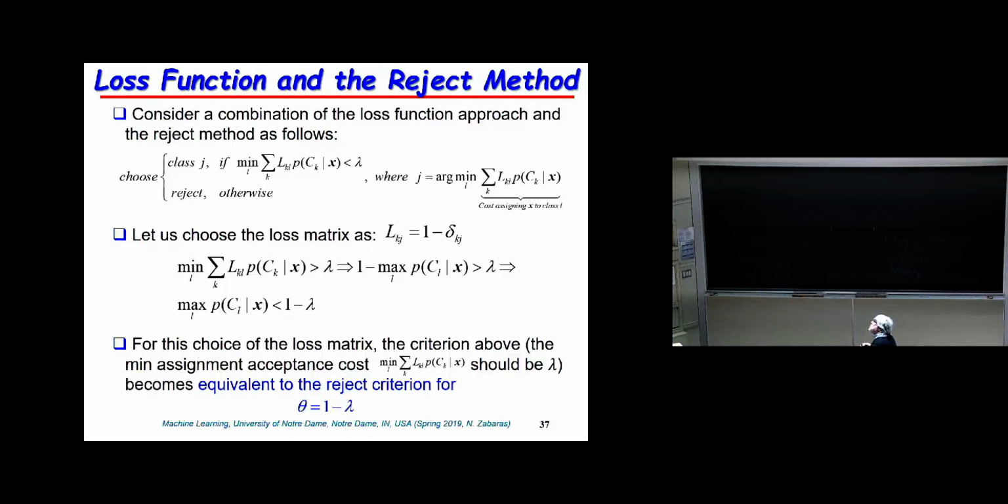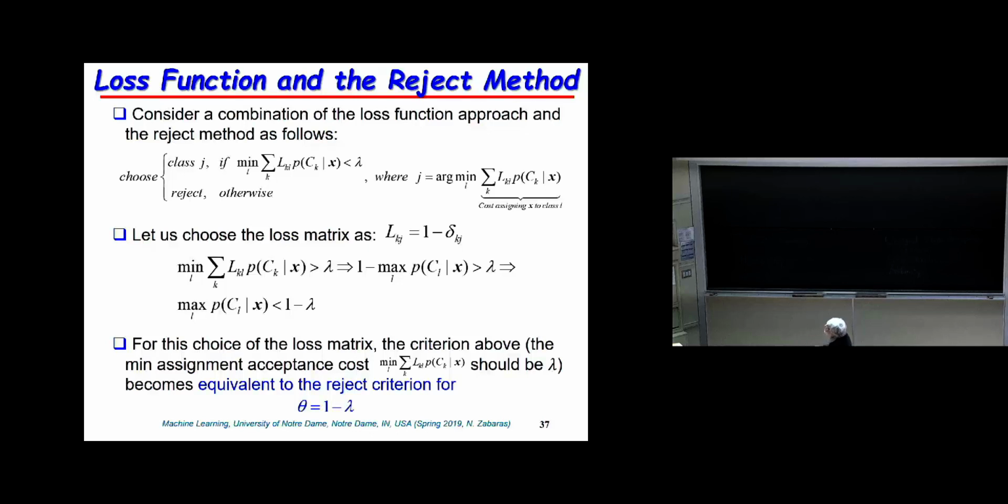So the option that we have here is to select J if the loss that we incur is below some amount. If the loss is not higher than some amount, I use J, the argument that minimizes this, and I'm going to assign to class J. Otherwise, we reject. So if you do this formalism, you can show, for the very simple case where the loss matrix is 1 minus a delta function, that what I have here is the same as rejecting at the level 1 minus lambda.